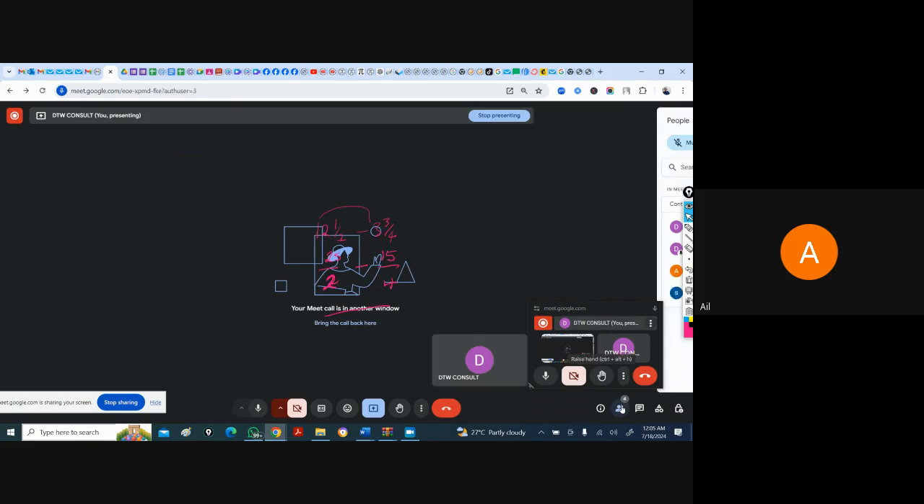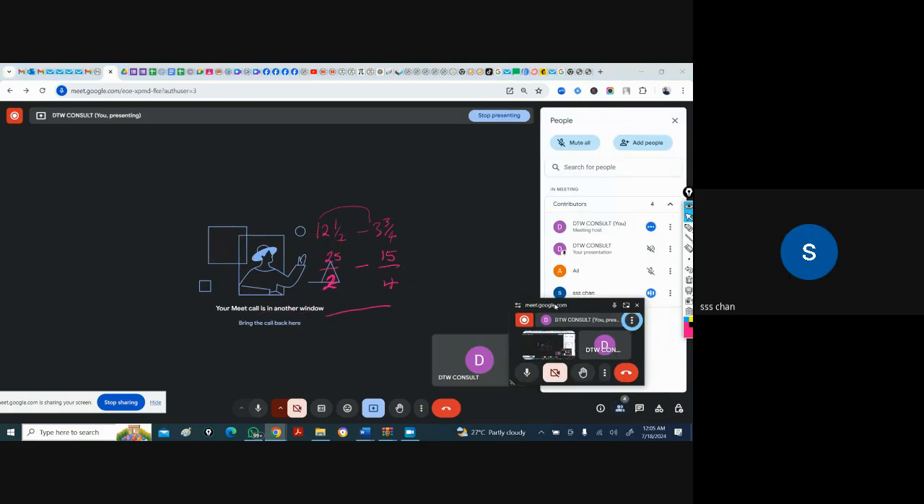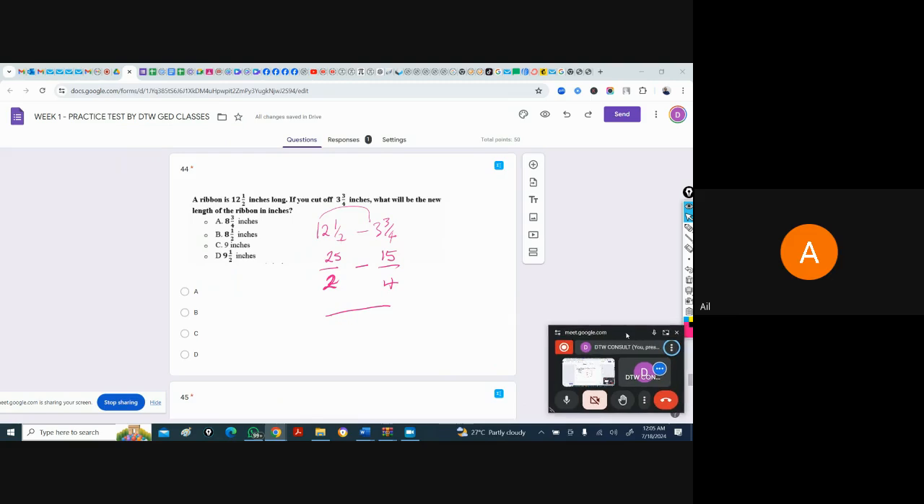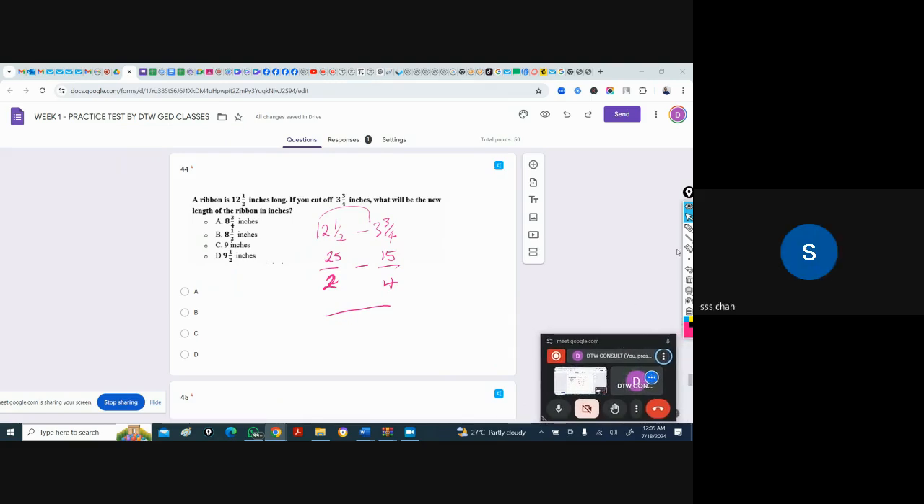To get 4, you multiply by 2. So you multiply the numerator also by 2. I said, what's the LCM of 2 and 4? What's the LCM? We're doing fractions here.